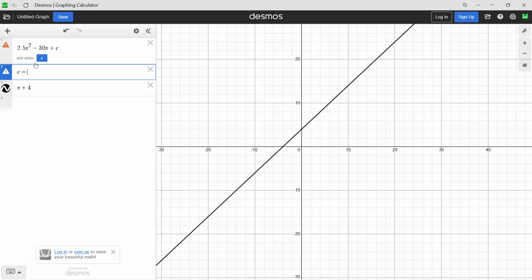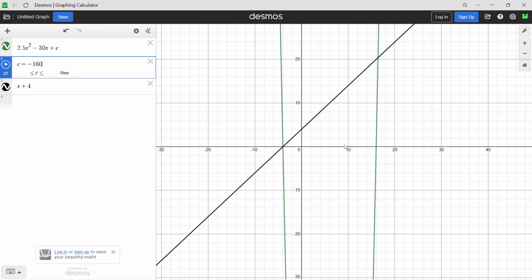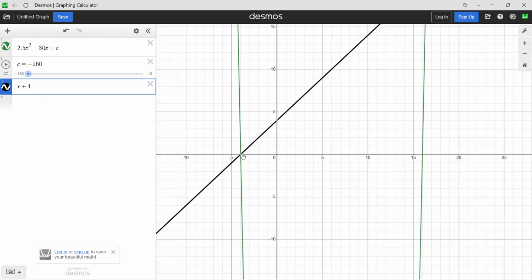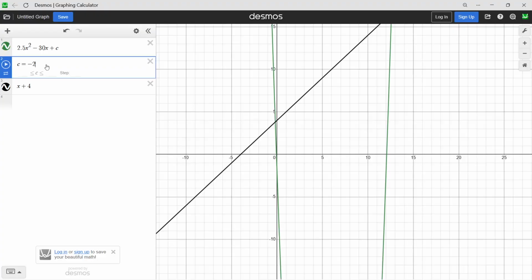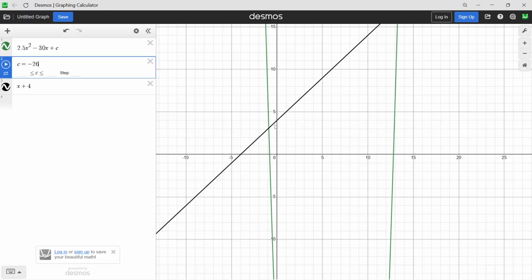I'll try first c equals negative 160. See how they meet right there on the x-axis? Negative 40. So that's the answer, negative 160. I'll try the next one, negative 26, and you'll see they do not meet on the x-axis.